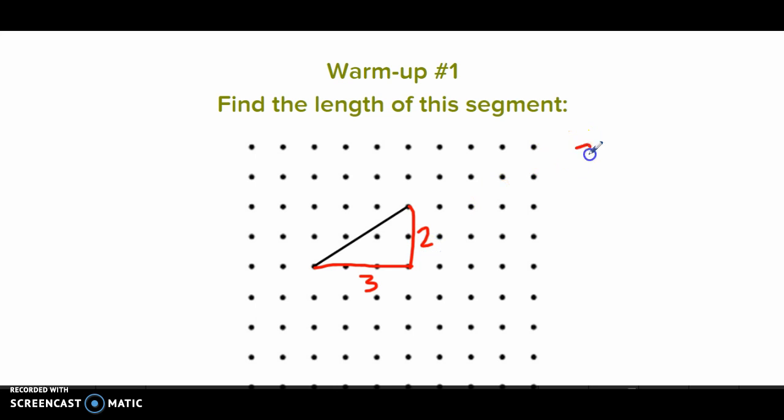So we set up the Pythagorean Theorem, 2 squared plus 3 squared equals c squared, because we're trying to find our hypotenuse. And if you went through to solve this, you should have gotten the square root of 13, which ends up being approximately 3.6. If you have questions, please make sure you're asking.